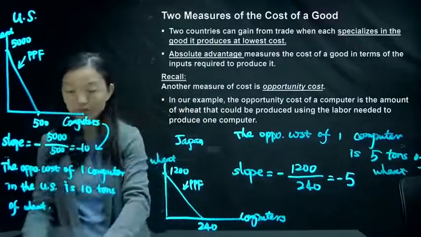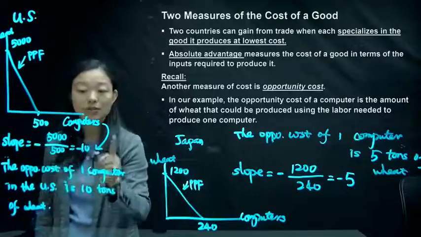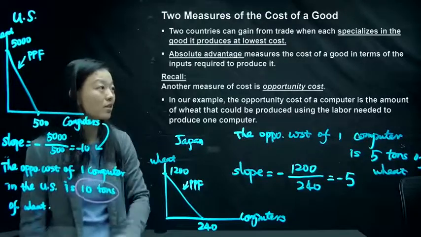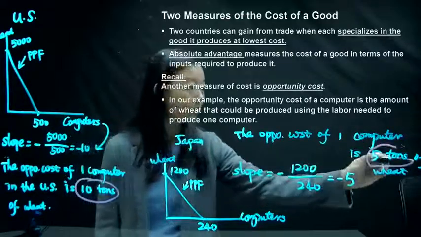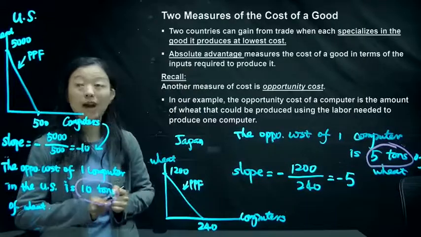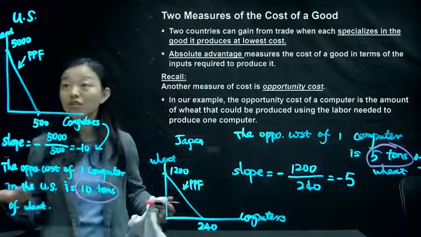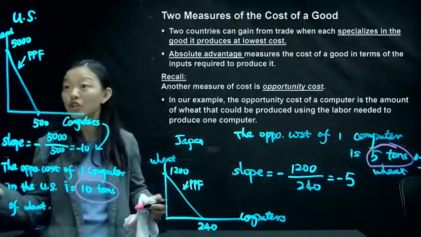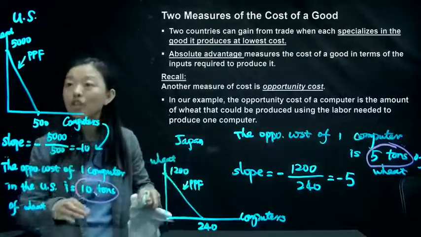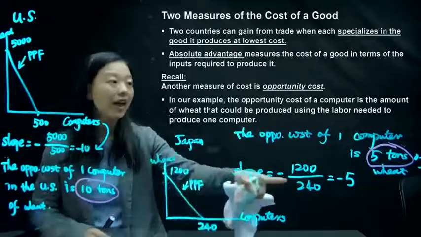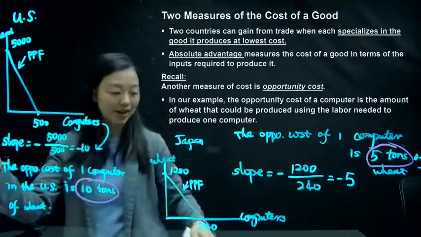So now you can compare the opportunity cost. As I just showed here, in the United States, the opportunity cost of one computer is 10 tons of weight. In Japan, the opportunity cost of one computer is 5 tons of weight. So which country will have lower opportunity cost to produce computers? Definitely Japan, right? So we would like to say even though Japan has no absolute advantage in computer production, Japan has lower opportunity cost in computer production. And lower opportunity cost means comparative advantage.